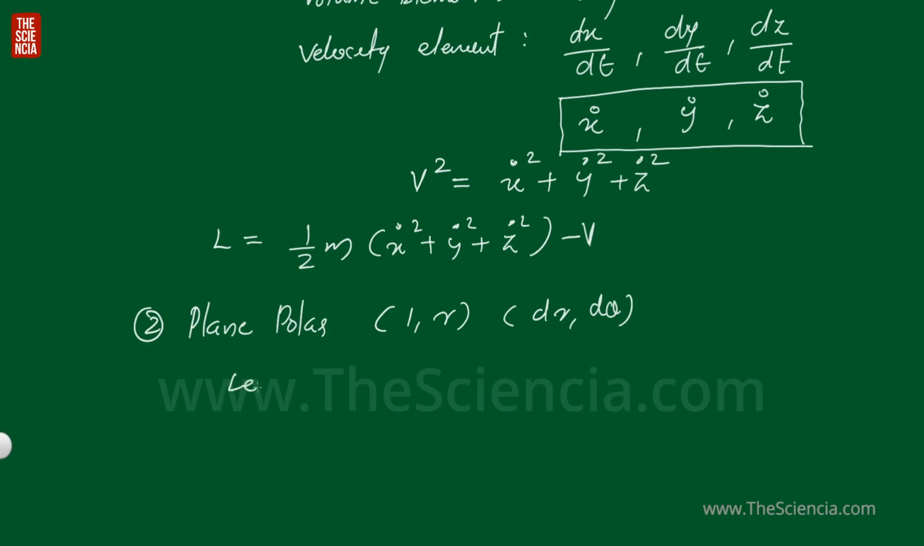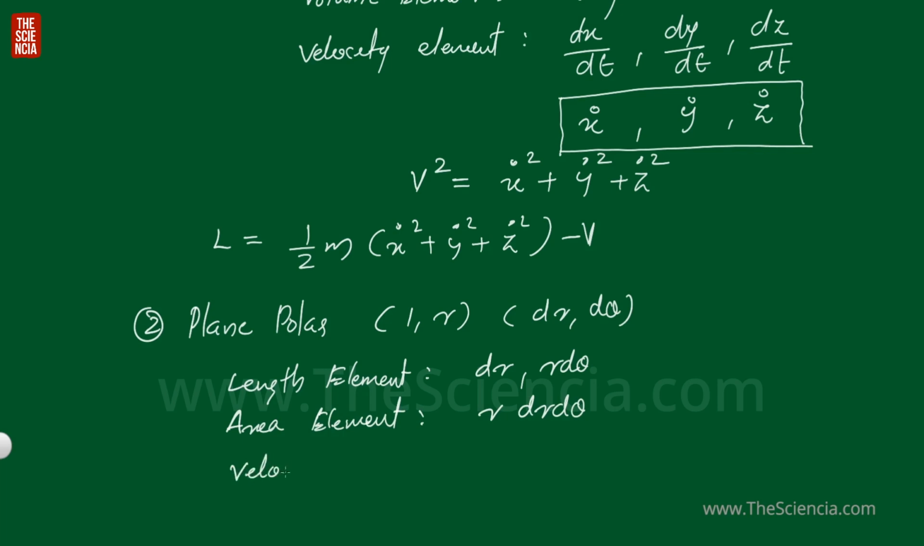So I get the length element, that will be equal to h1 du1, that is 1 into dr, that is dr itself, and another one is h2 du2, that is r d theta. Here you see, this is a plane polar coordinate system, so here we cannot consider the volume, but here we can consider area. So the area element will be r dr d theta.